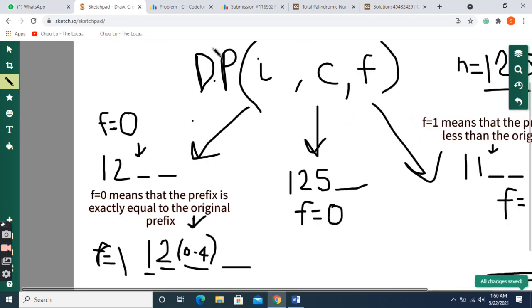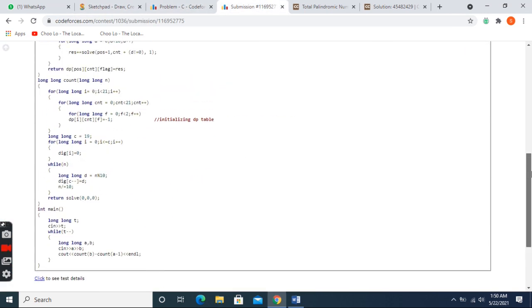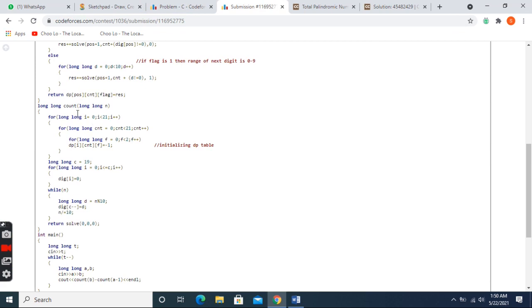So let us look at the code of this problem. So here is my main function where I have just taken the input of the test cases and A and B, which is my segment. I have outputted the count of B minus count of A minus 1. In my count function, first of all, I initialize my DP table to be minus 1, and then I make the digit array of the number n. So I have a digit array of size 20.